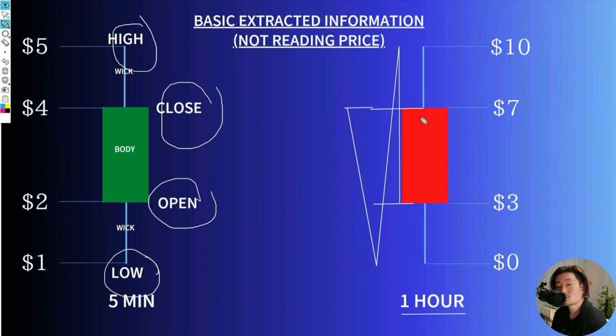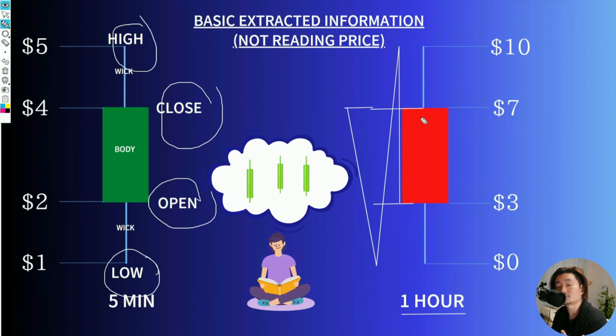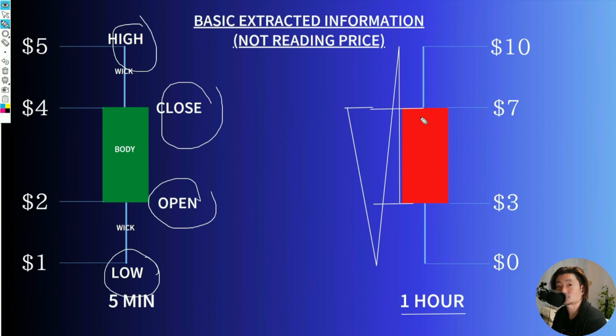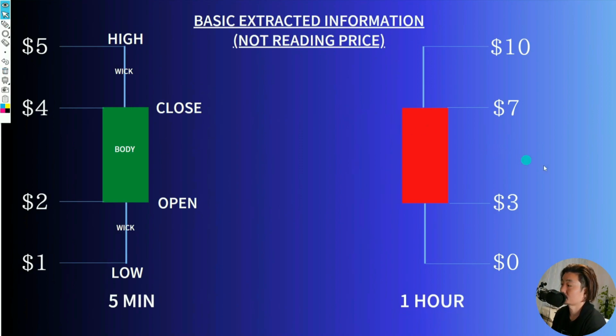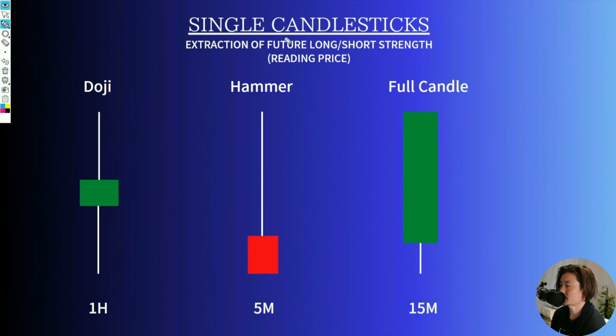Okay, so now let's go into actually reading price, or in other words, figuring out how much future long strength or short strength there is by reading candlesticks. So, single candlesticks: extraction of future long and short strength. At this point, we're going to start talking about actually reading price. First we have a candlestick that's referred to as the doji.